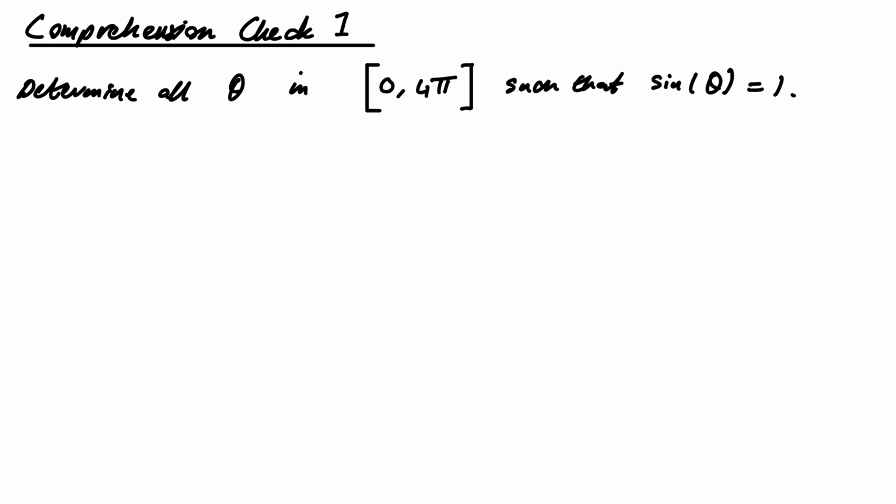I want to find all theta within the closed interval 0 to 4 pi such that sine of theta is equal to 1. There are two basic ways to do this. We can, of course, go directly from the definition and use the unit circle, but let's use the graph this time. It's good to have some sort of feeling for how the graph looks.